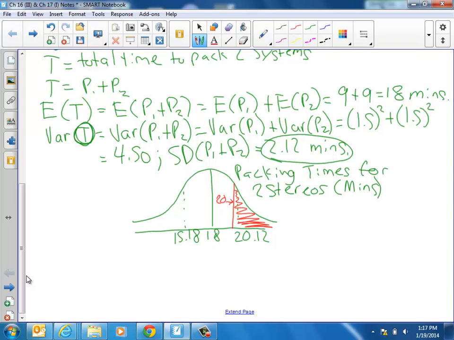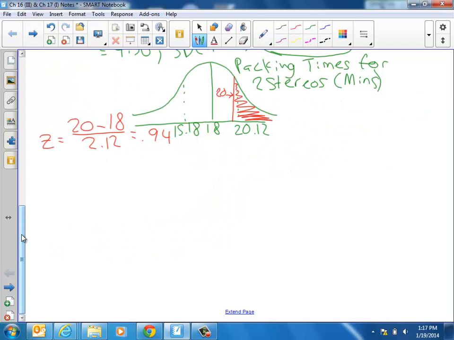So to answer that, we need a z-score. We find the z-score by saying, well, 20 minutes is the data value we care about. Subtract from that the mean of 18. Divide through the standard deviation of 2.12. So our z-score is equal to 0.94. So rounding this up, we are almost finished.